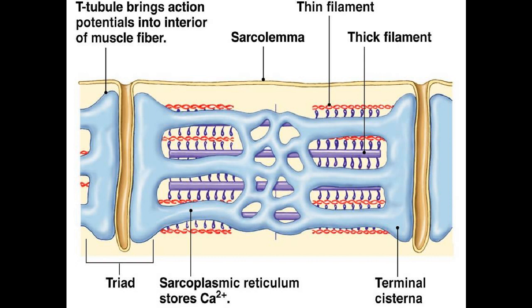As shown in the picture very clearly, in between the two sarcoplasmic cisterns, this T tubule is sandwiched, and it forms a triad, or three structures. On one side there is a cistern of sarcoplasmic reticulum, on the other side is also a cistern of sarcoplasmic reticulum, and in between, the T tubule is sandwiched between the two cisterns of sarcoplasmic reticulum.